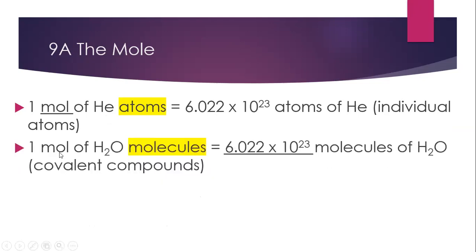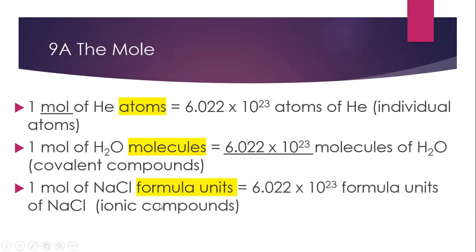So if I have a mole of water molecules, I have the same amount of molecules, 6.022 times 10 to the 23rd. Now look at the difference. Atoms, individual atoms, or for a covalent compound, molecules, or we could have formula units, which is for an ionic compound. So don't let these 3 different words confuse you. They all mean the same thing, atomic particles.